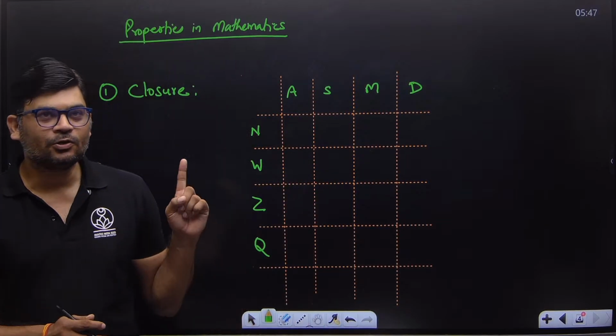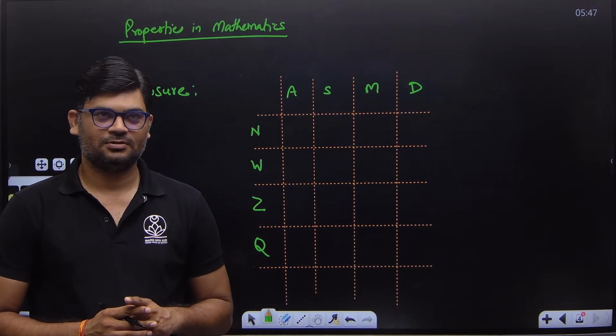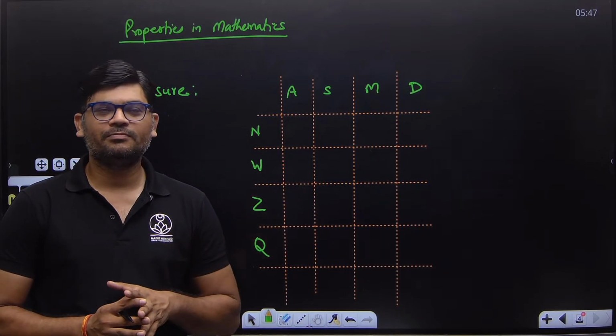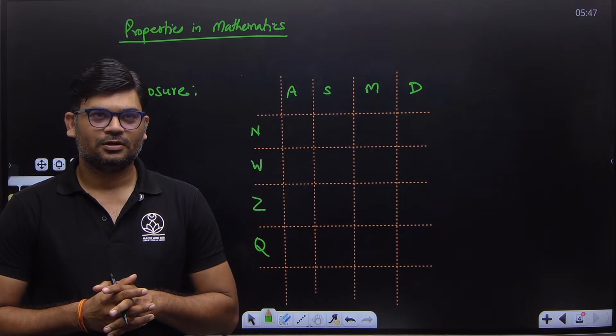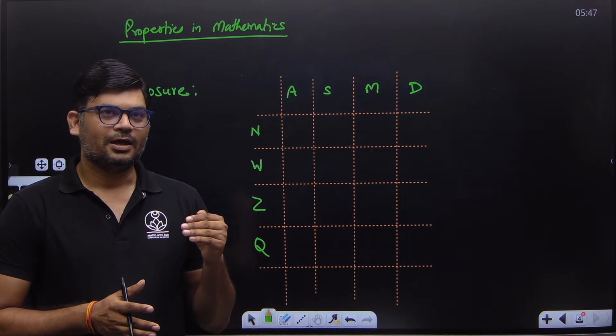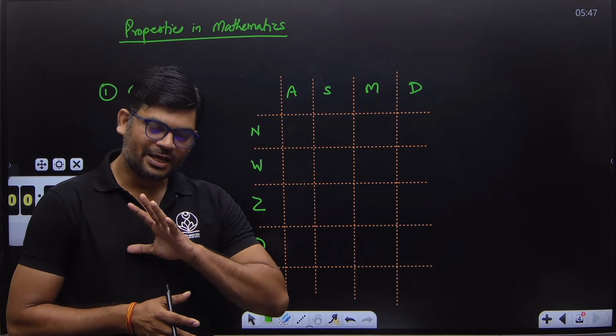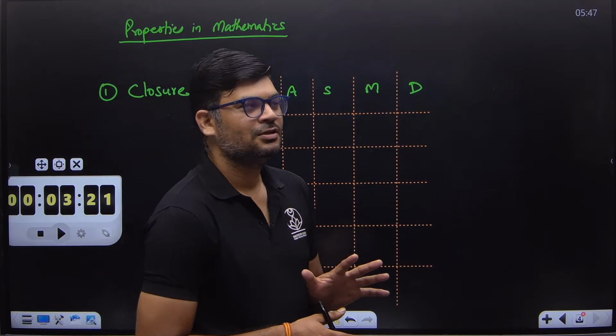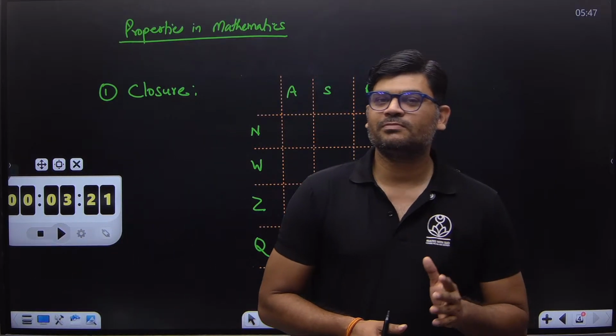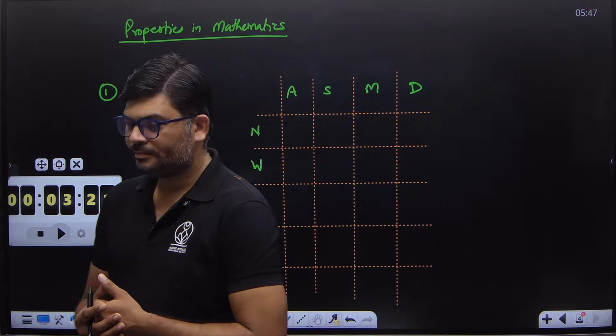If I add two natural numbers, will I get a natural number? Is it true? I can take any natural numbers. So if I add two natural numbers, will I get a natural number only?